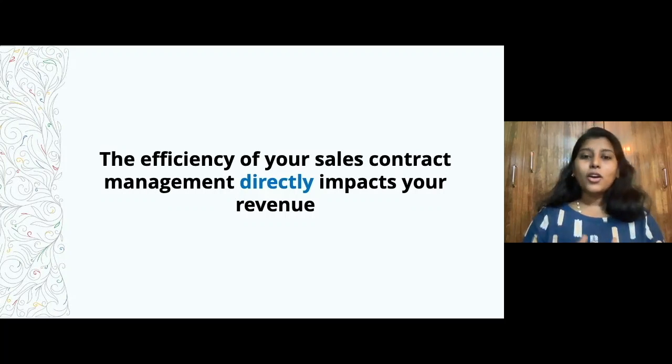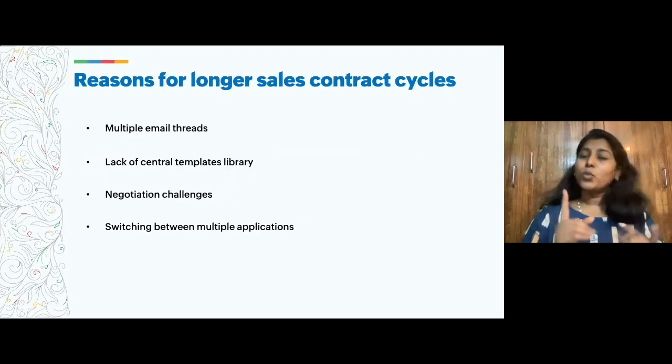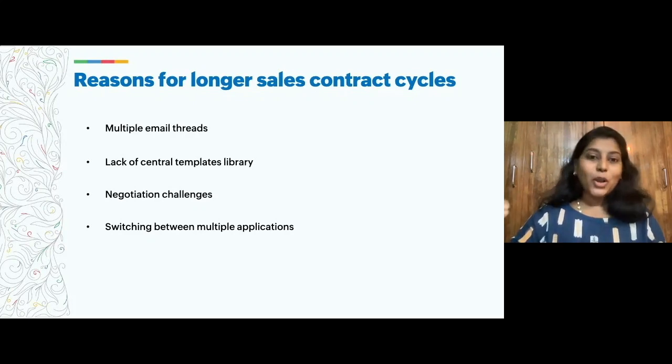And the reasons for a longer sales contract cycle are, one, the multiple email threads that get started right from the contract request from the salesperson to all the negotiation, approval, and other stages of contract management. And then the lack of a central template library, where salespeople will not be able to access a pre-approved contract template, the latest version of a contract template for authoring.